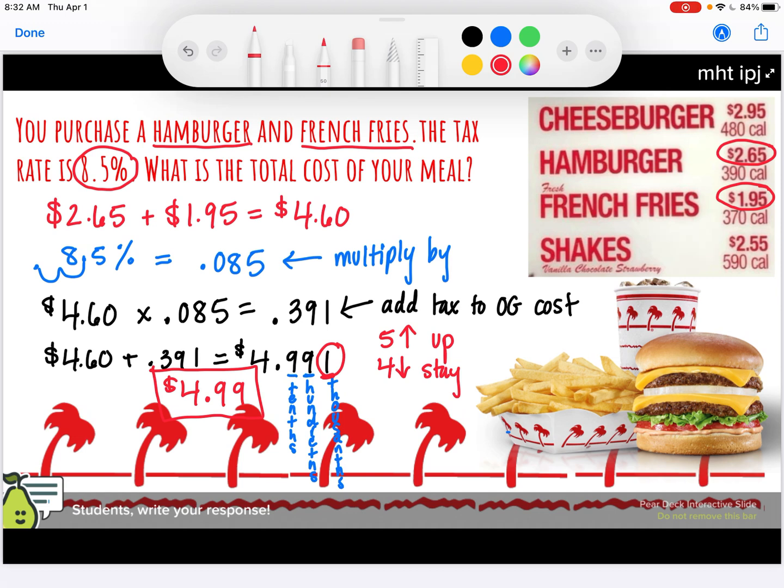If that would have been a 5, like 4.995, then I would have rounded up. And since this is at 99, that would have caused that to go to 100. Therefore, the cost would have been $5. Okay, so that is how you solve a percent problem with tax.